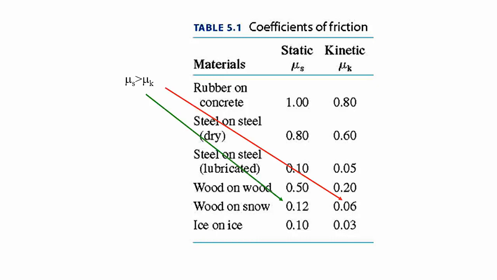And notice that for all of these values, the coefficient of static friction is greater than the coefficient of kinetic friction. This goes along with the idea that we said that the maximum force of static friction was greater than the force of kinetic friction. It takes more force to make the object start sliding, exceeding the maximum force of static friction, than it does to keep the object sliding at a constant velocity.